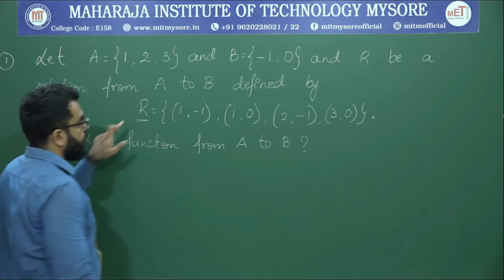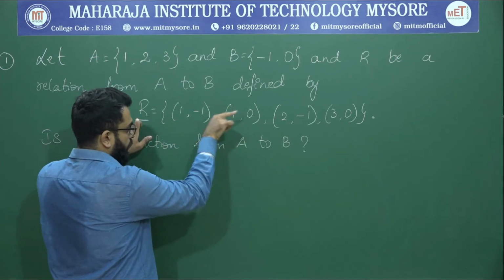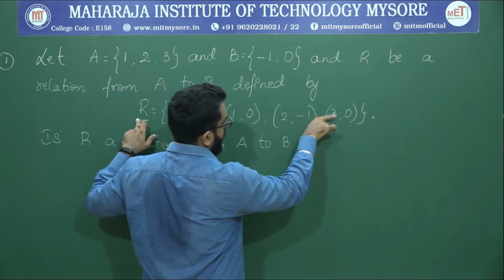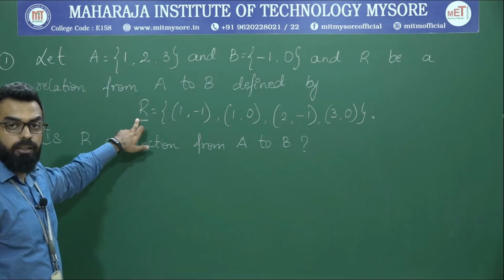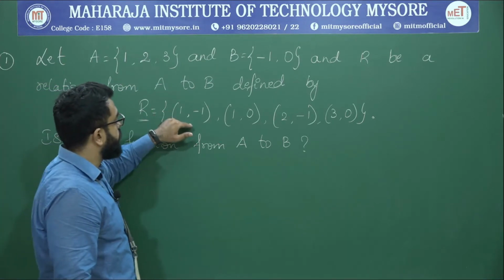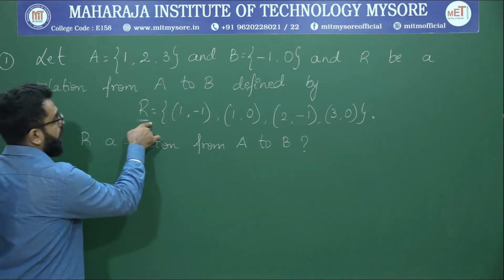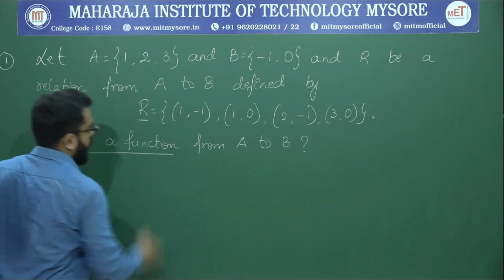Here R consists of the elements as ordered pairs. Elements should always be ordered pairs. So it is (1, -1), (1, 0), (2, -1), (3, 0). These are the elements of R, and it is a subset of the Cartesian product A cross B. Now we have a relation. The question says: is R in turn a function?